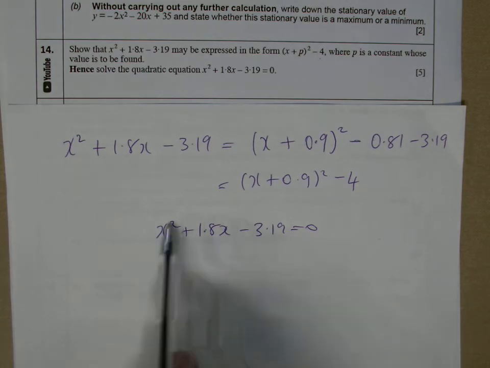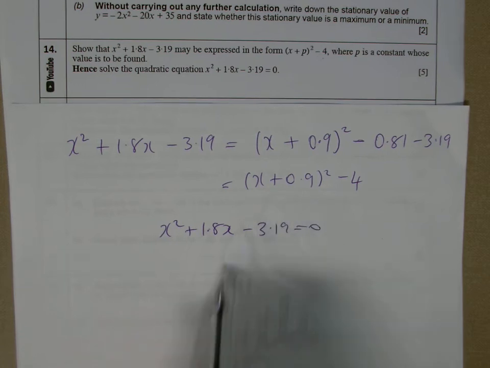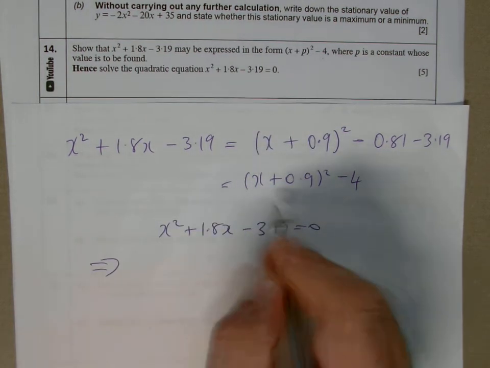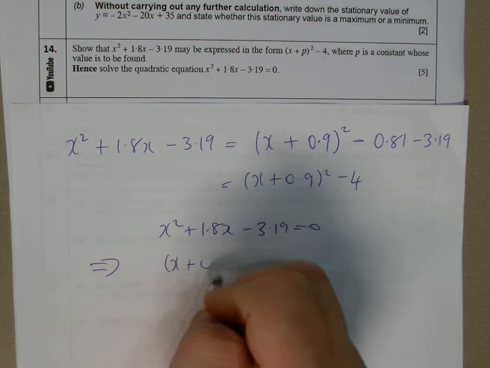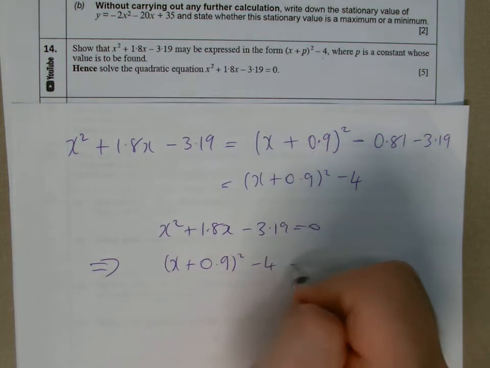And what I can do is, because I've got this here, and I've got the equivalent form in completing the square, I can rewrite it, okay? I can use this instead, right? So I can actually solve this. So instead of having the quadratic in that form, I can have it in its completing the square form, and I can solve this instead.